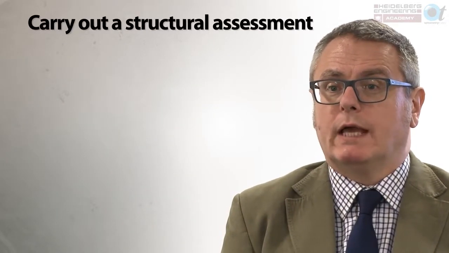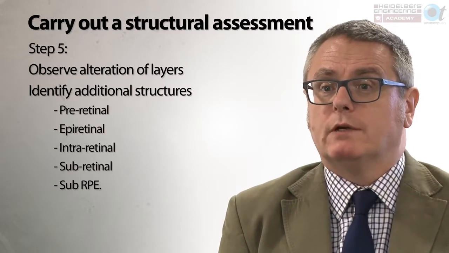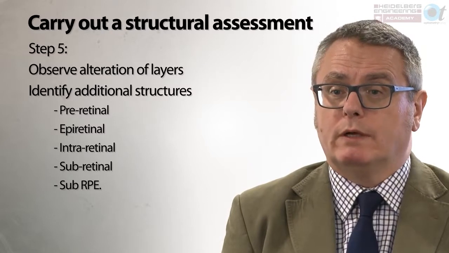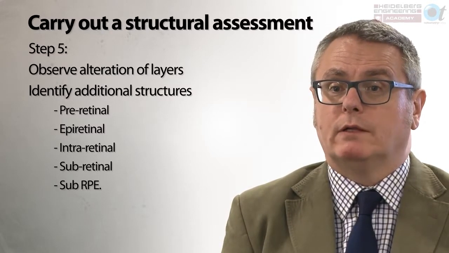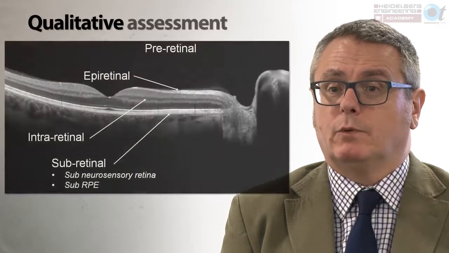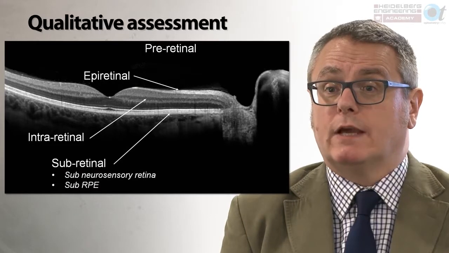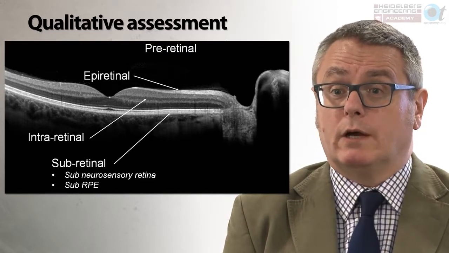Then we need to carry out a structured assessment of the scans. So we want to observe alteration to normal retinal structure and identify additional structures that may be present in a pre-retinal, epiretinal, intraretinal and subretinal location. So we're looking for any change within the vitreous cavity, on the surface of the retina, within the neurosensory retina, underneath the neurosensory retina, or underneath the RPE.